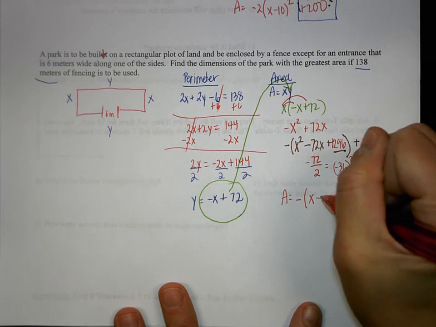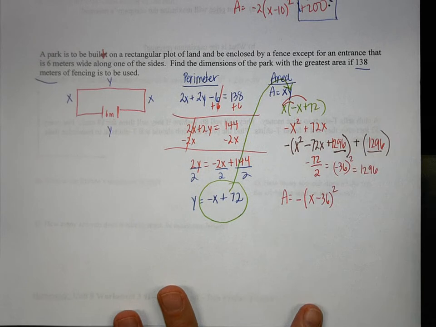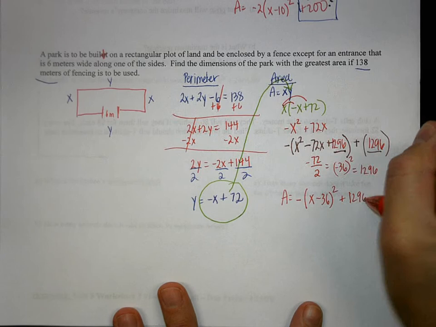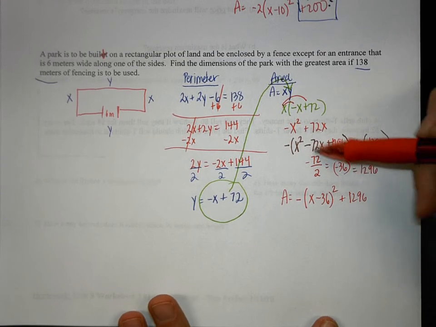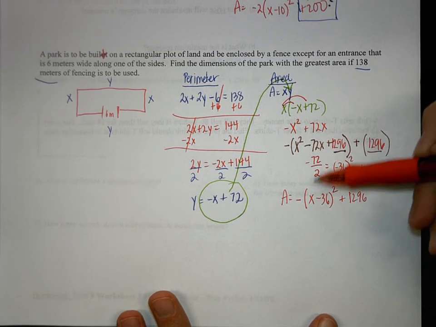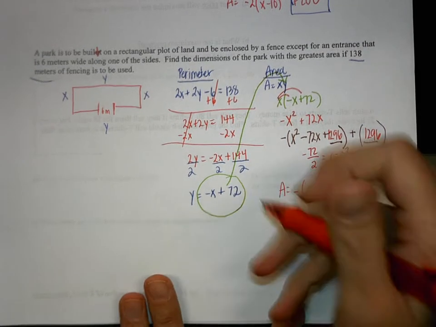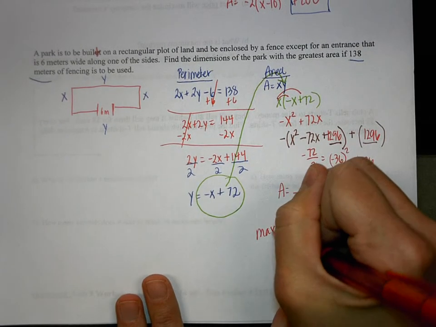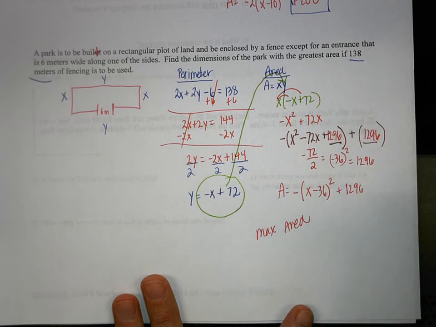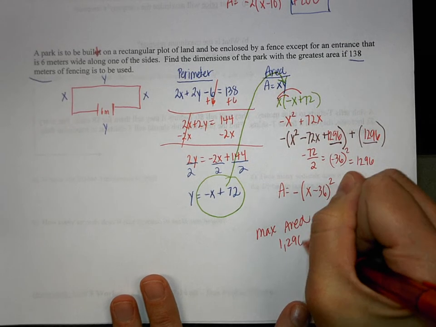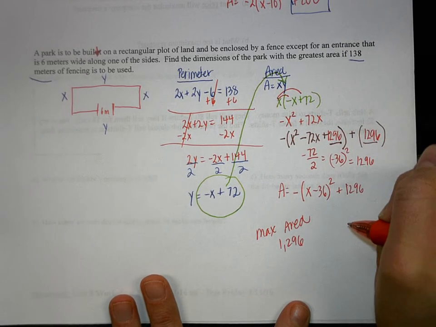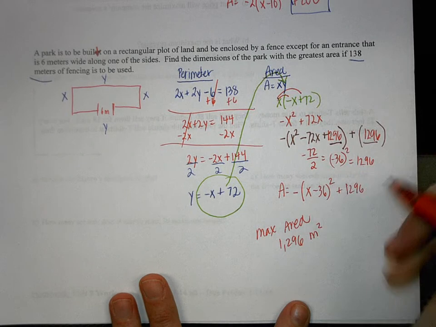X minus 36 squared, good, plus 1296. Because remember, it's always your half number, and since it was negative 72 divided by 2, my half was actually a negative 36. And so guess what the maximum area is? Good, max area is 1,296 meters squared.